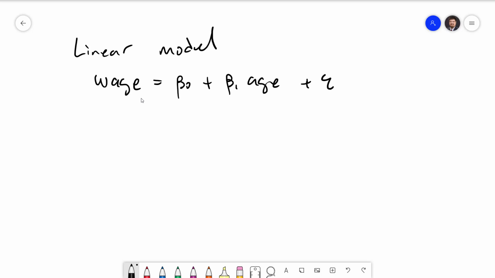In general, we probably would imagine this beta 1 is positive. People who are older tend to have higher wages. Because people who are older tend to have more experience and education, we tend to think that people who are older have higher wages. Note we are not making a causal claim here. We'll talk about that in the next set of videos. Just that higher ages tend to be accompanied by higher wages.